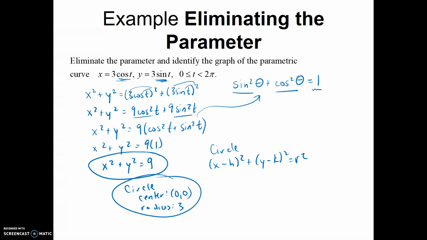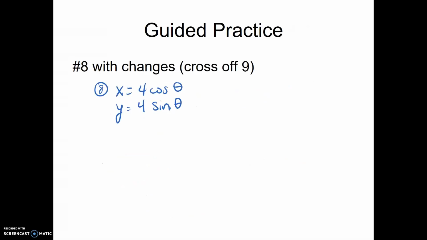Okay, last but not least, I want you to try guided practice number 8, again with some changes. First of all, cross off number 9. We're not going to do guided practice 9. And then you have to make somewhat of a change to number 8. It should just read x equals 4 cosine theta, y equals 4 sine theta. Let's scribble out the 3 plus and the 2 plus and change the 6 to 4. Pause the video, try it. Exactly what we did in the last one. Square both things and add them together.